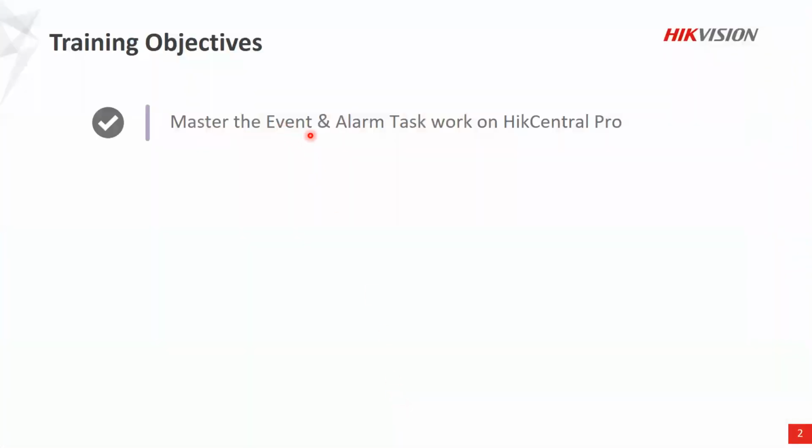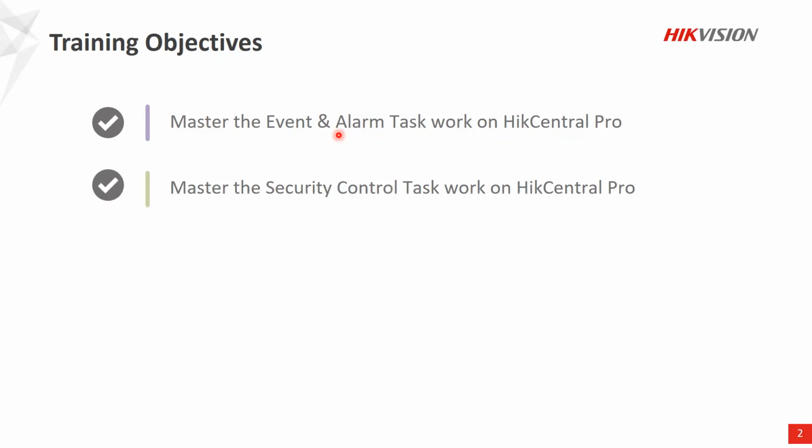Today we're going to look at events and alarms, which I think is the main feature of HIK-Central: how to handle events and alarms in the control room when monitoring different sites and systems. Secondly, we're going to look at the security control tasks, setting up security control in the form of our alarm panels as well as radar.